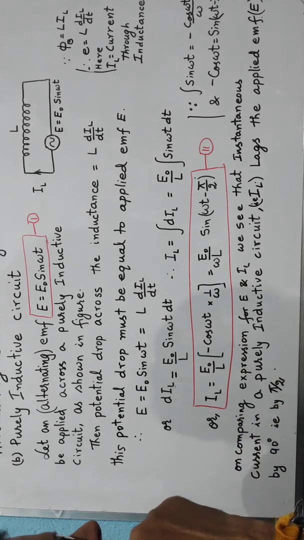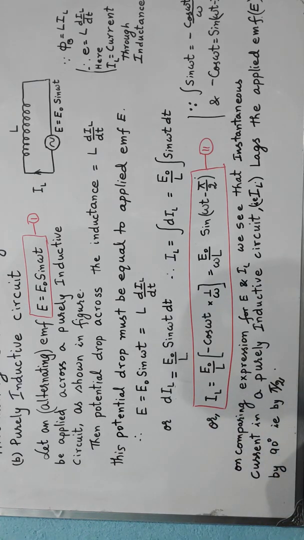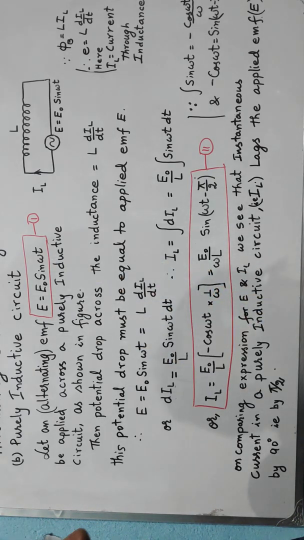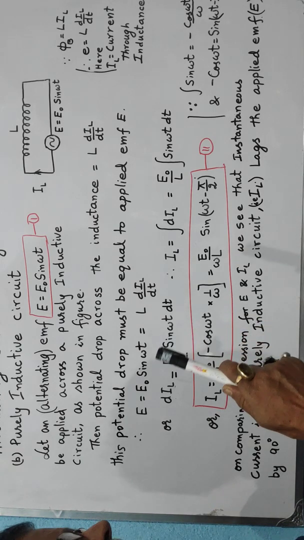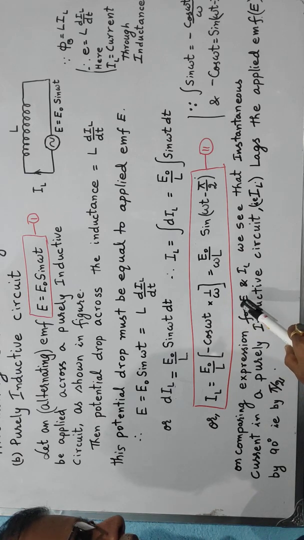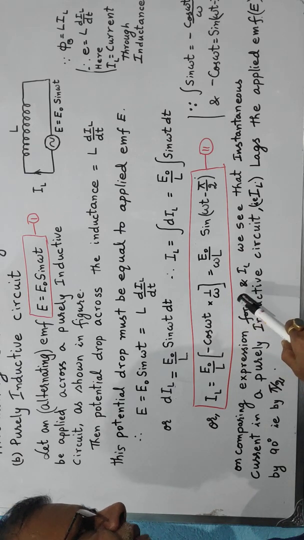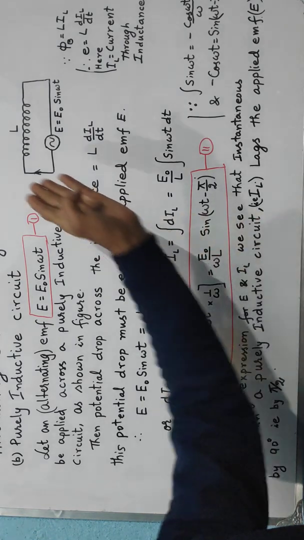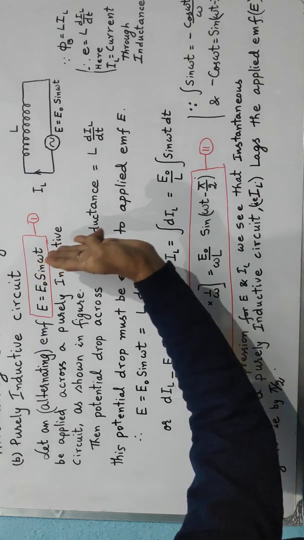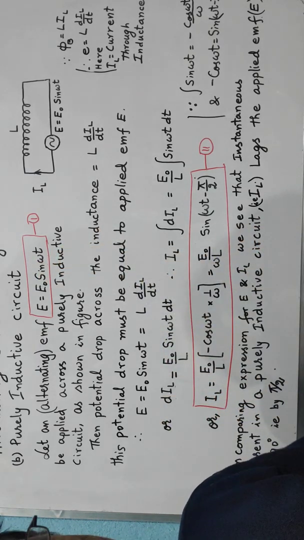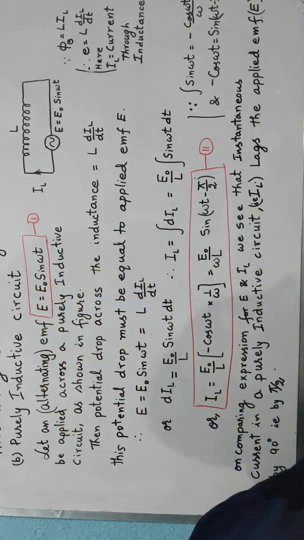And so we come to a conclusion on comparing these two equations 1 and 2, that always current through the purely inductive coil always lags by 90 degree with the phase of applied EMF. Means there will be always a phase difference of 90 degree and current will lag behind by 90 degree with respect to the applied EMF.